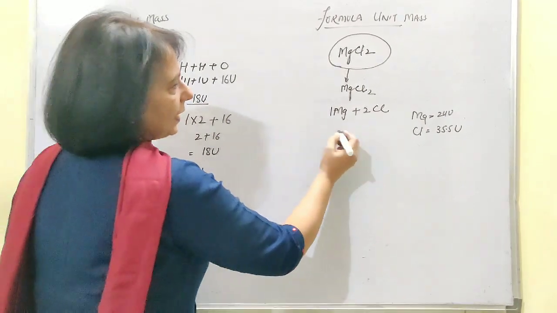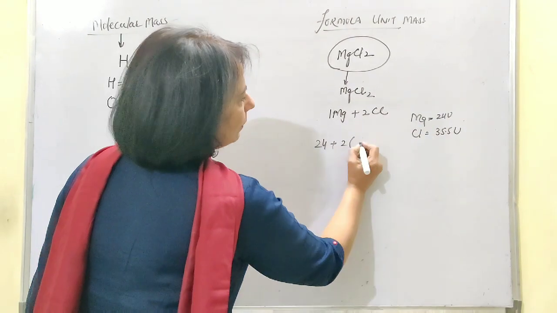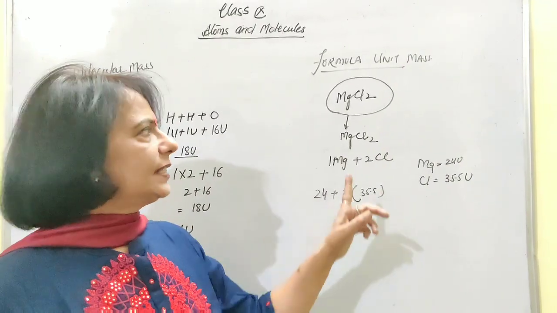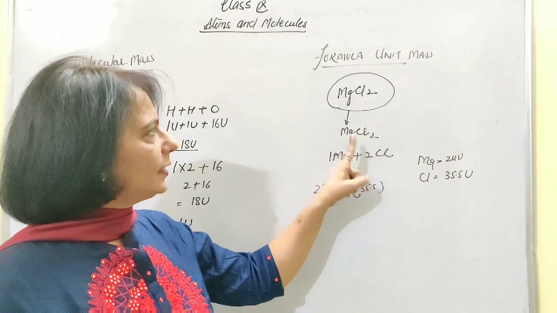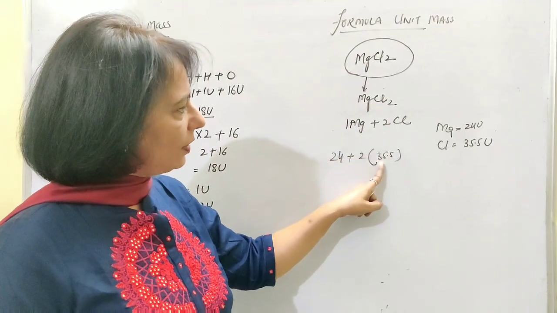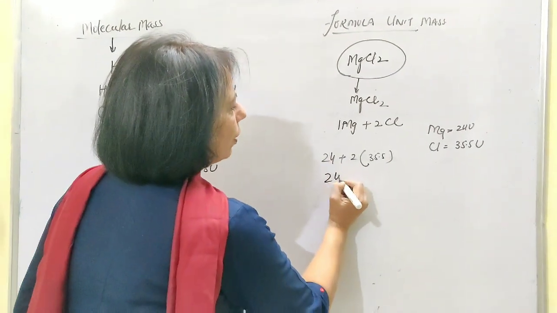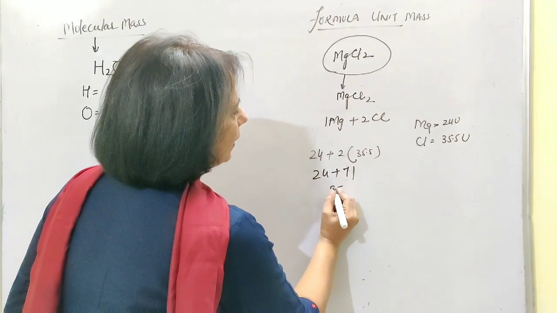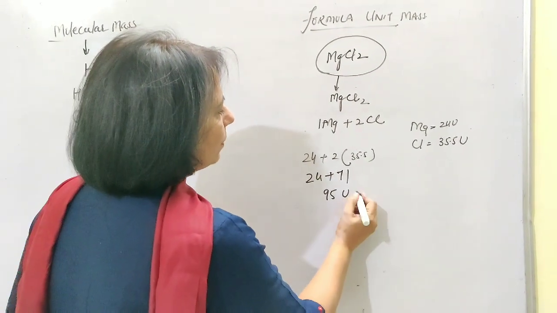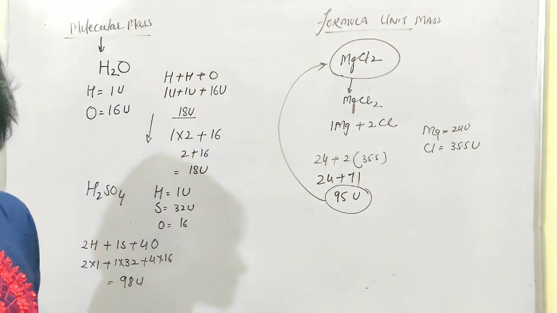35.5U. So let's take this magnesium 24 plus 2 multiplied by 35.5. This 2 which is written here is telling you about the number of chlorine atoms which are participating in the formation of this formula unit. So 1 atom has 35.5U mass and the 2 atoms will have 71. So 24 plus 71, that means you will be getting 95U, the mass of this particular formula unit of that compound, that is magnesium chloride.